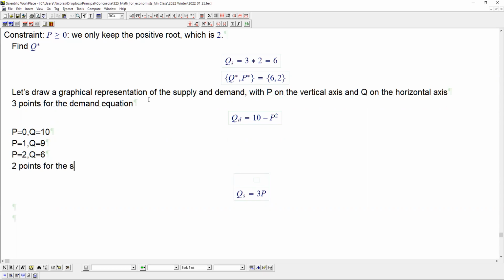for the supply, all right, so P equals 0, Q equals 0, and let's go with P equals 2, Q equals 6. Yeah, so it looks like our solution is right because in both cases we got P equals 2, Q equals 6. Okay, so we should be good to go with this.